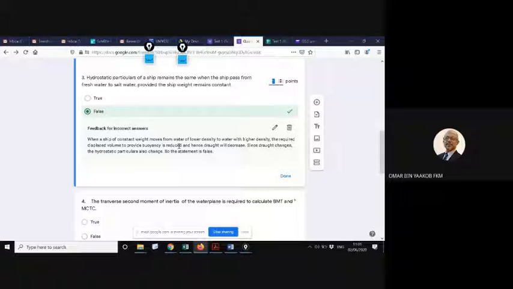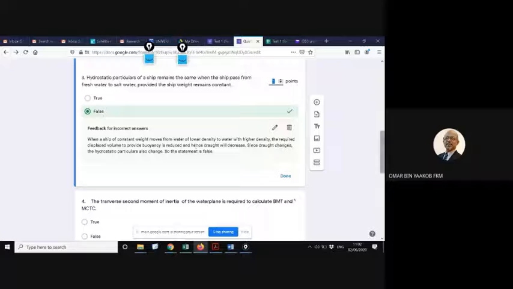So the draft will decrease, the ship will float less. So the draft will be reduced. When the draft changes, the hydrostatic particulars will also change because hydrostatic particulars depend on the draft. So the statement is false.